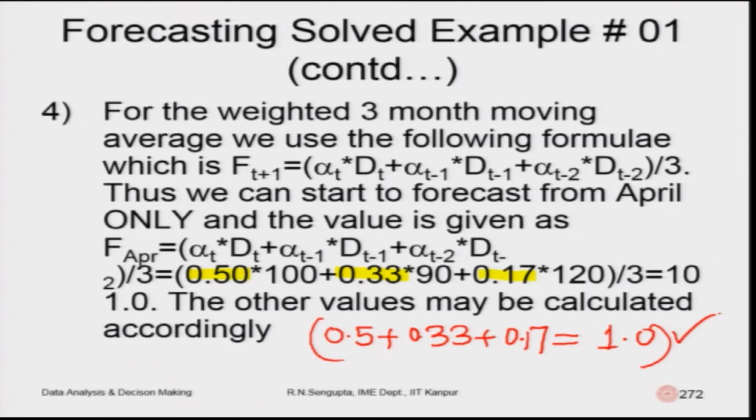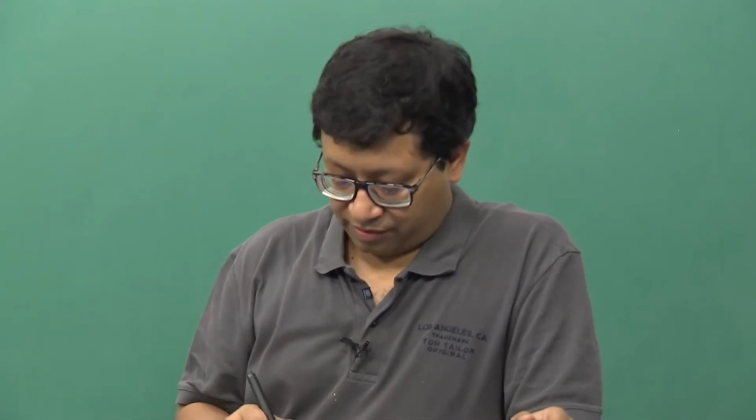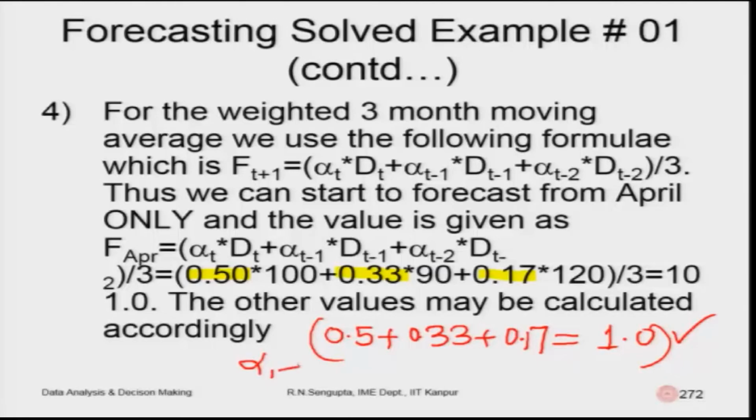Addition of all the weights for whatever time period you are giving, if it is 5 time periods, so in that case it is alpha 1, alpha 2, alpha 3, alpha 4, alpha 5, add up to 1. Here it is 3 time periods, so they add up to 1. So, for the weighted 3-month moving average, we use the following formula.